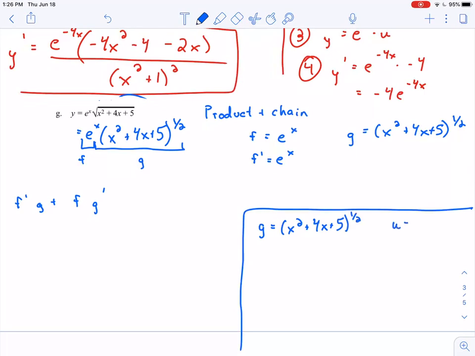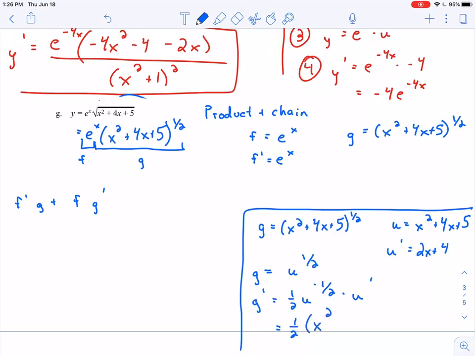So u is that inside part, x squared plus 4x plus 5. u prime is equal to 2x plus 4. So g is really equal to, oops, nope, I'm taking out x. So this is actually just u to the 1/2. g prime then, 1/2, inside part stays the same, subtract 1, times u prime. So I would have 1/2 times u, that's x squared plus 4x plus 5 to the negative 1/2 power. We'll worry about that negative power later. Times 2x plus 4.